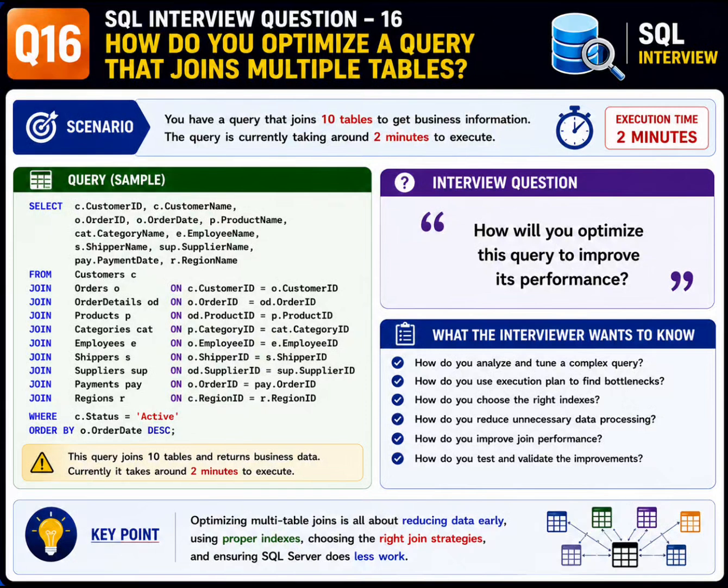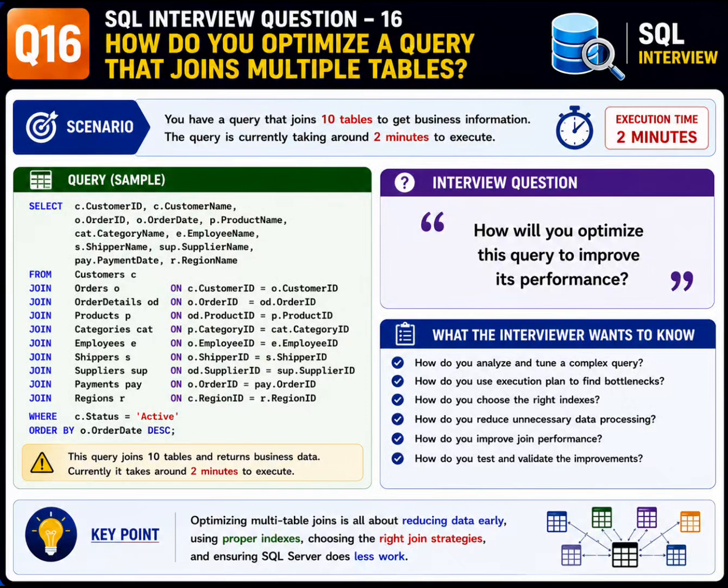Today's question: how do you optimize a query that joins multiple tables? This is one of the most common questions asked in SQL interviews for experienced developers. Imagine your query joins 10 different tables and takes nearly 2 minutes to execute. The interviewer asks, how would you optimize this query? Let's understand the approach step by step.